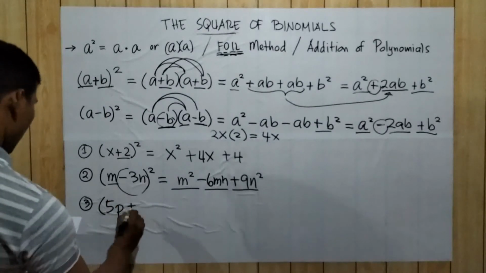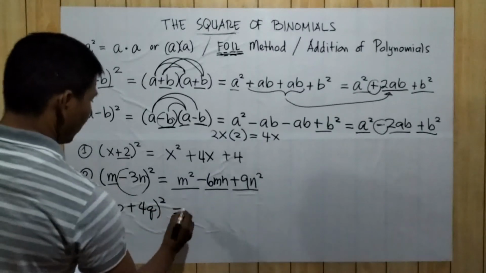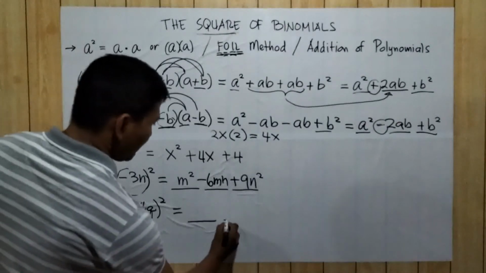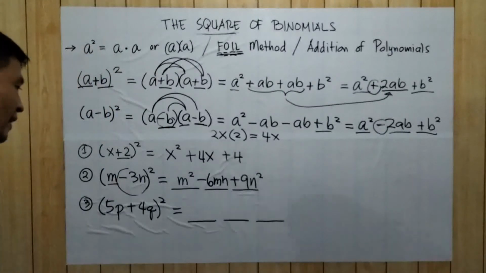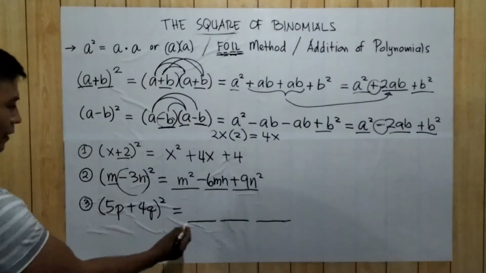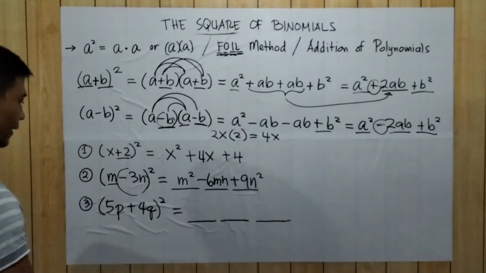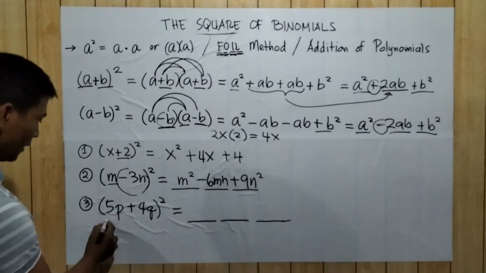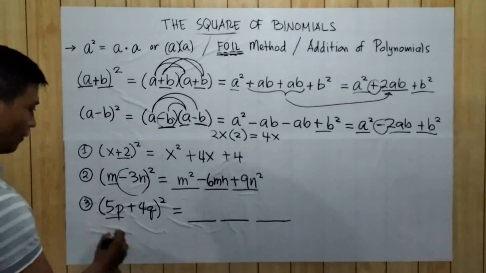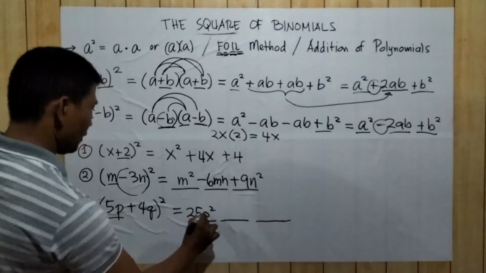(5p plus 4q) squared. So, paano naman po kaya ito, mga friends? The same. Okay? So, trinomial pa rin po ang sagot niyan. Kasi nga po, square of binomial siya. Okay? So, first term of our trinomial product of the square of our binomial is the square of the first term. Dahil first term po natin ay 5p, square po natin yan. Square ng 5 is 25. Square ng p is p squared.